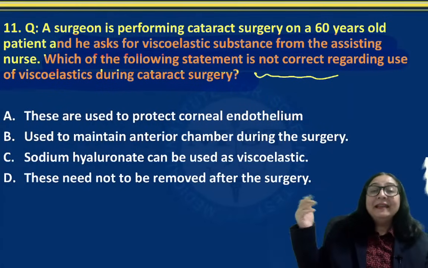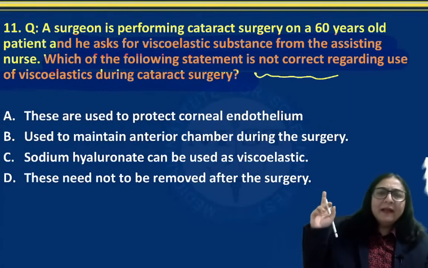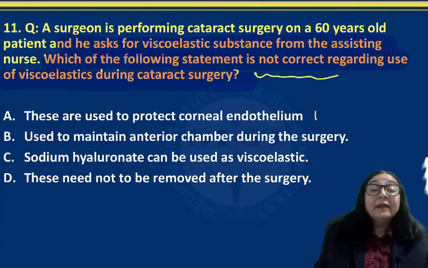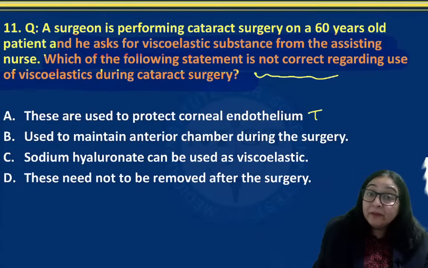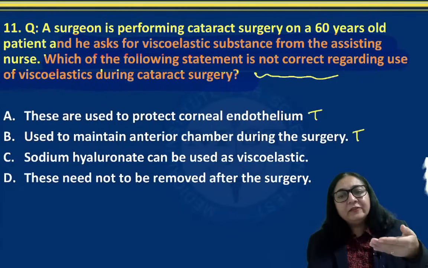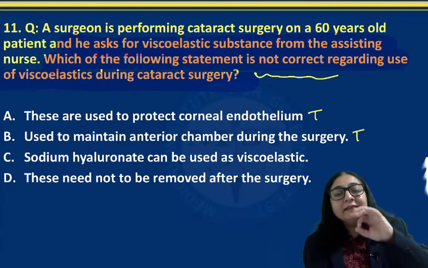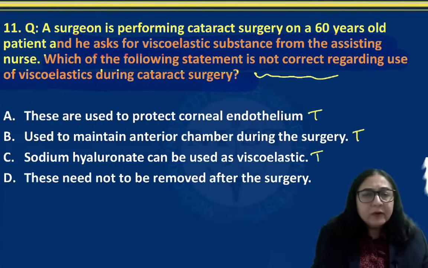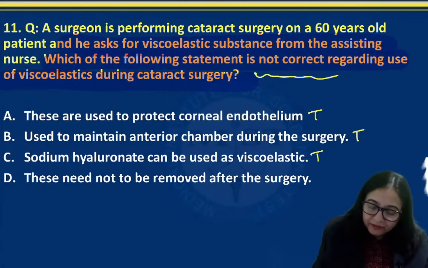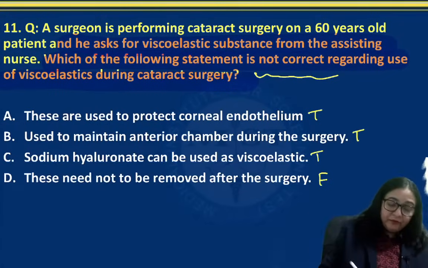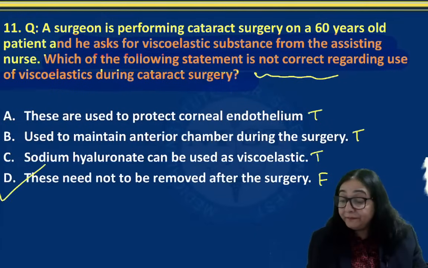So let's see which is the false statement. They are used to protect corneal endothelium. That is true. They are used to maintain the anterior chamber during the surgery. That is true. Sodium hyaluronate can be used as a viscoelastic. Please remember, sodium hyaluronate is one type of viscoelastic. That is true. They need not be removed after the surgery. Now this is false because they need to be removed. So this is the answer here, beta.